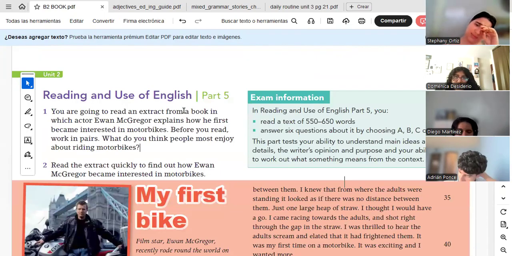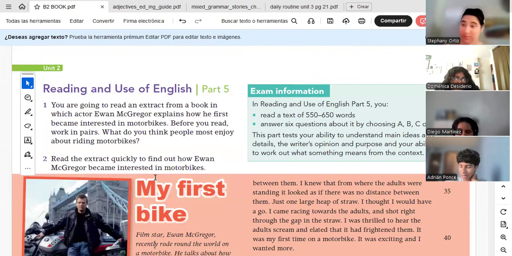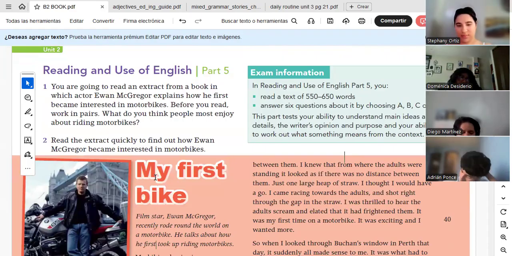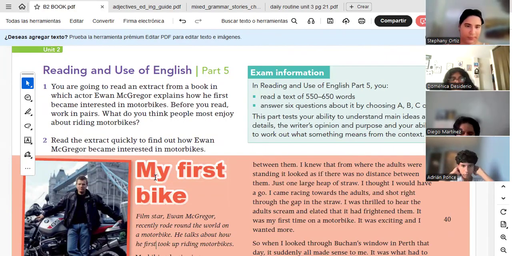So here we have a reading activity. It says, reading an issue of English. We're going to read an extract from a book in which actor Ewan McGregor explained how he first became interested in motorbikes. Before you read, working in pairs, what do you think people most enjoy about riding motorbikes? Read the extract quickly to find out how Ewan McGregor became interested in motorbikes.